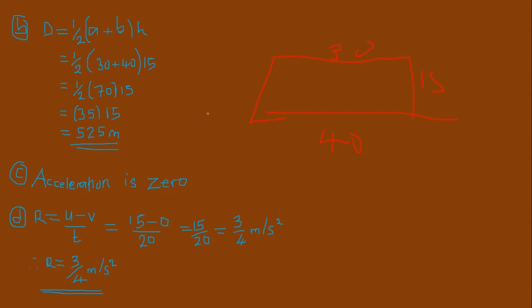Remember, there is a 10 on this side. So you have to subtract 10 from 40 just to get this distance that is here. There is this 10 that is covered in the first 10 seconds. So now you subtract 10 from 40 to get the 30 on top. Therefore we're going to have 30 plus 40, multiplied by 15, times a half. If you do the calculations, you're going to have 70 multiplied by 15 over 2, and the answer should be 525 meters. That's the area, meters per second.